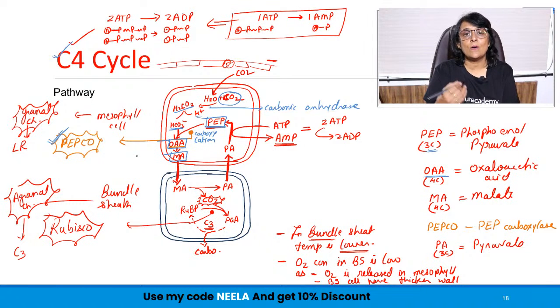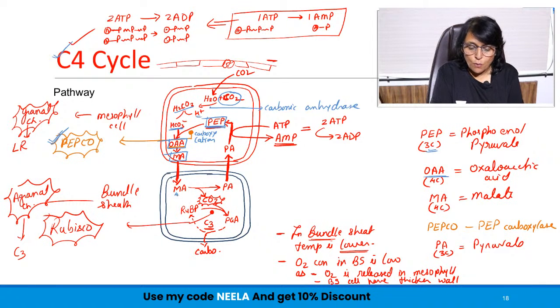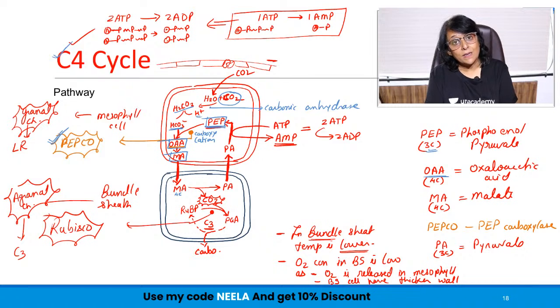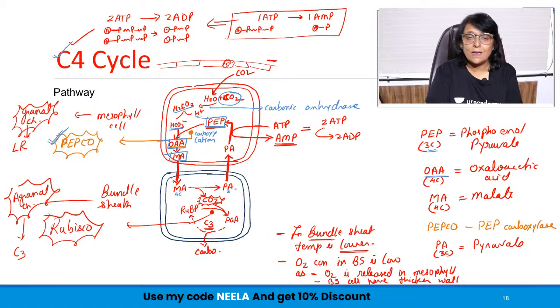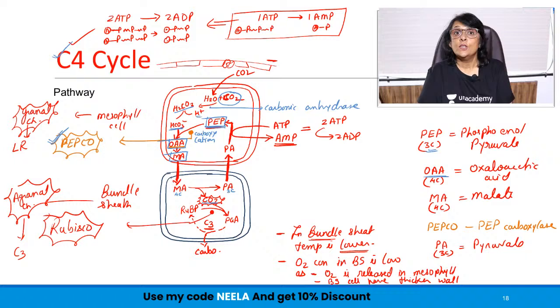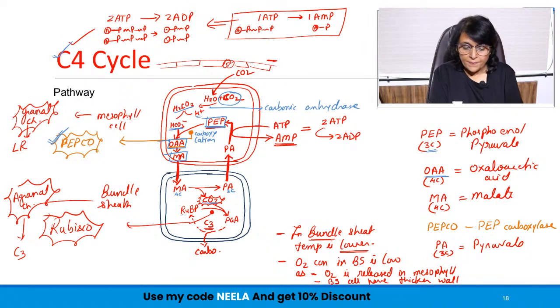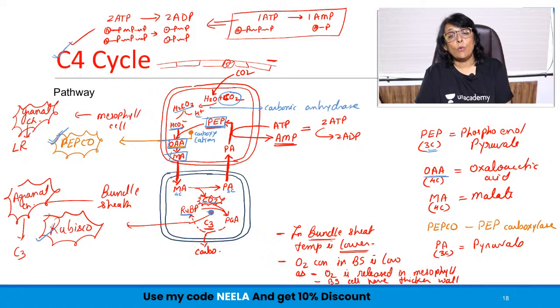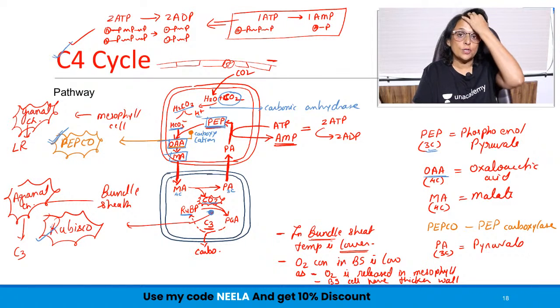So malic acid now comes into bundle sheath cell. It is a 4-carbon compound. In bundle sheath, it dissociates into 2 molecules. One is a 3-carbon compound and 1 carbon containing, that is carbon dioxide. So in bundle sheath cells, carbon dioxide is released. In bundle sheath cells, RUBP is also present and Rubisco is also here. Now what is coming in front of this Rubisco is RUBP and carbon dioxide. So carbon dioxide concentration is more.